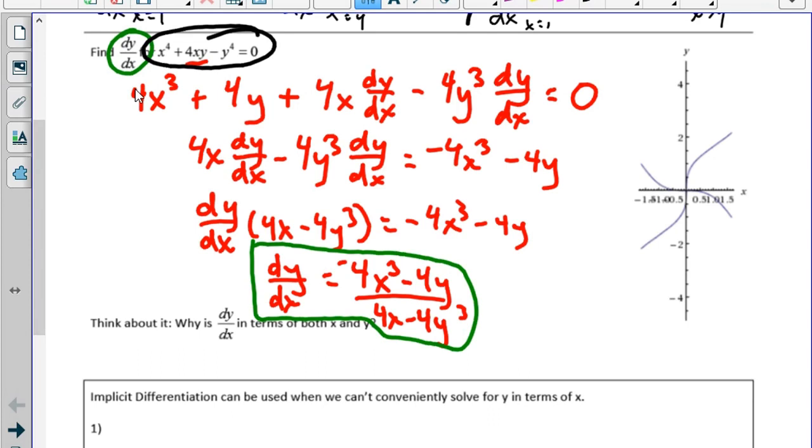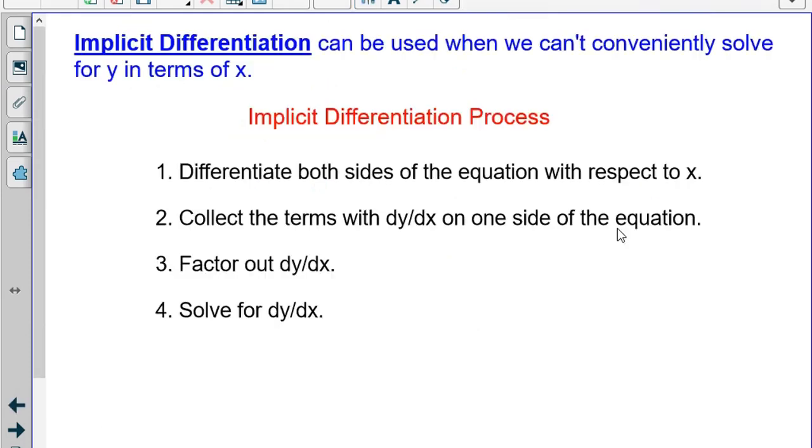Let's think about it. Why is dy dx in terms of both x and y? Well, that's because there's a lot of different stuff going on. We have a lot of different things going on the graph. We have multiple different values where x and y actually could make this work. The slope of y with respect to x is going to depend on both x and y. So with implicit differentiation, this can be used when we can't conveniently solve for y in terms of x.